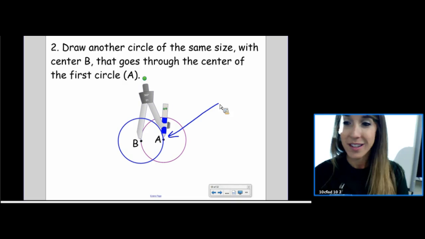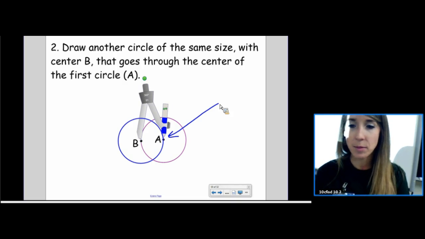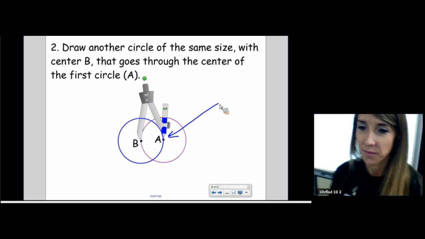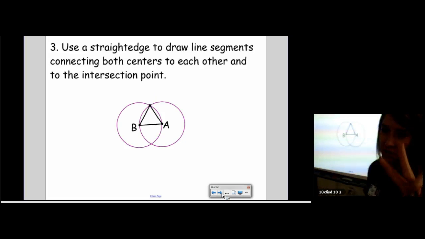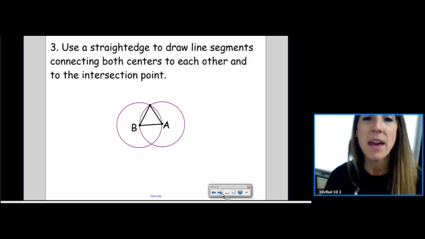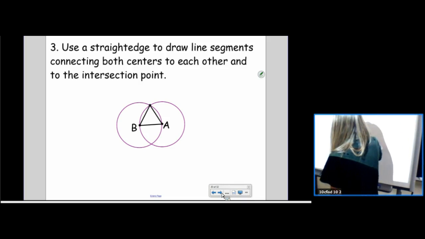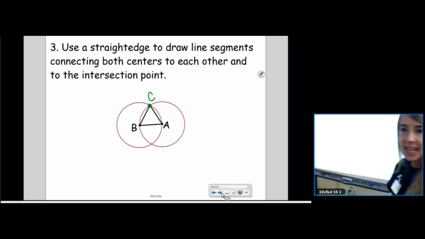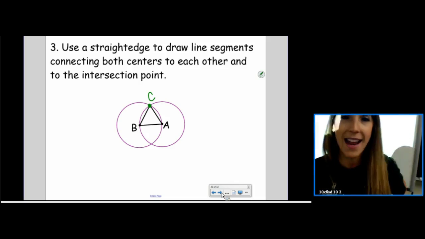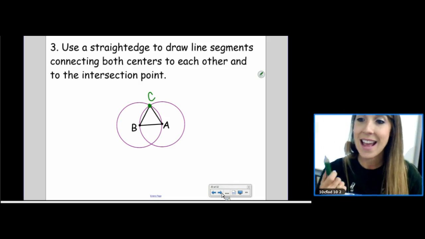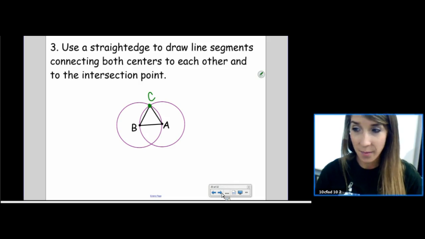These 2 circles, they will intersect. How many times will they intersect? 2 times. You got it. Pick either one of those intersections and call it C. And then you simply connect A to B, B to C, and C to A.